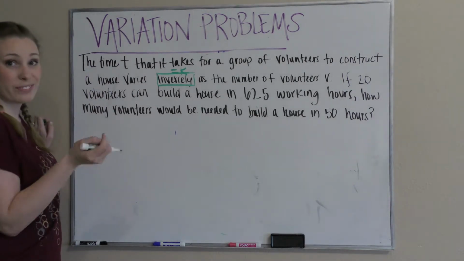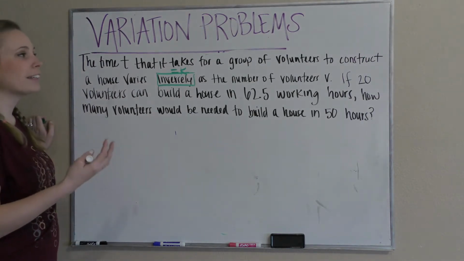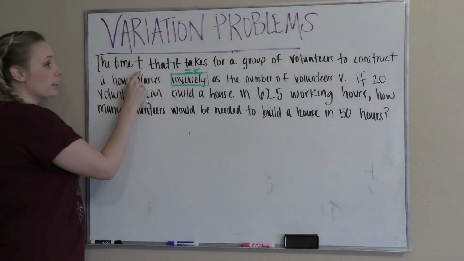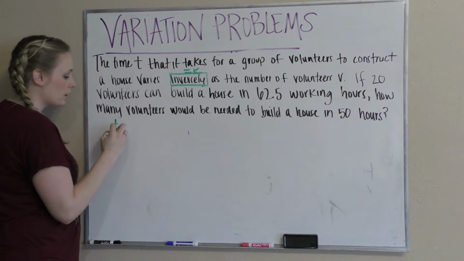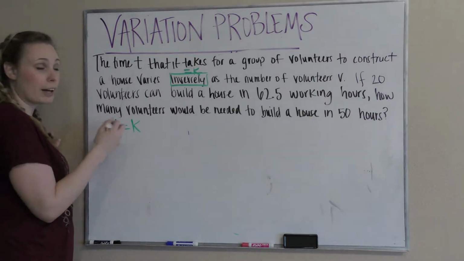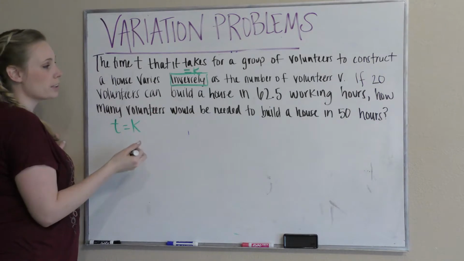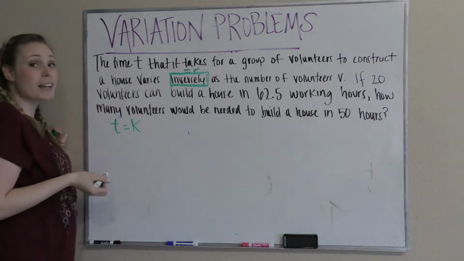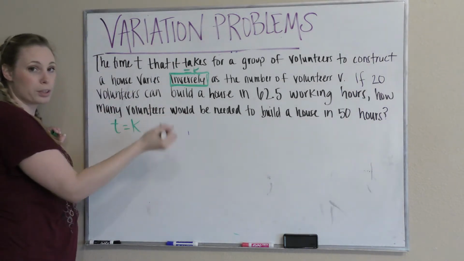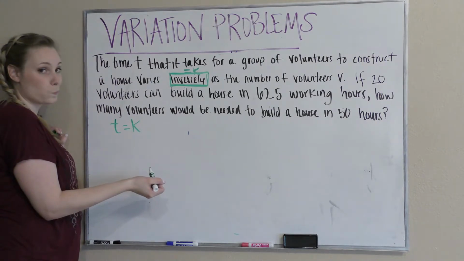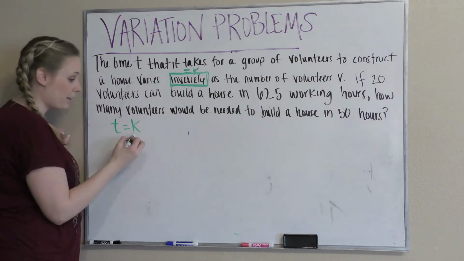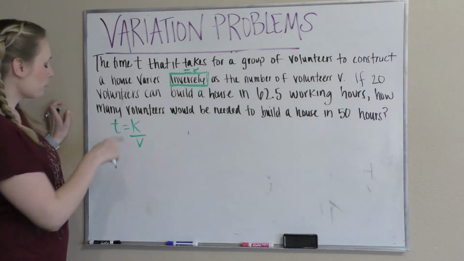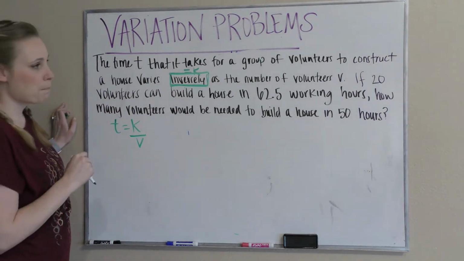Well, the first thing I need to do is find k. You're probably finding that that's consistent across every one of these, is we've got to find that variation constant. So t is on the left side of the equals. So I'm going to have t equals k, because we always put k right after the equal sign, as the number of volunteers. As soon as you see this word inversely, where do you put the next variable? Do you put it in the numerator or do you put it in the denominator? We put it in the denominator. Hopefully that's what you said. If you didn't, that's okay. I'll forgive you this time. We're just learning. So t equals k divided by v.